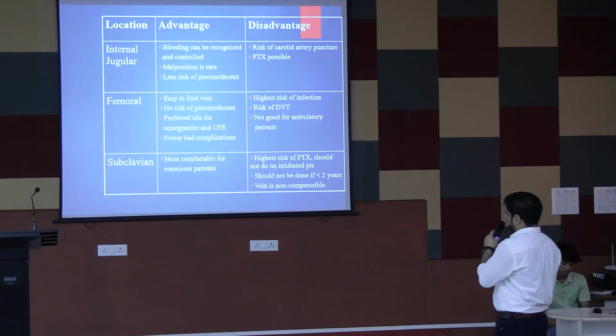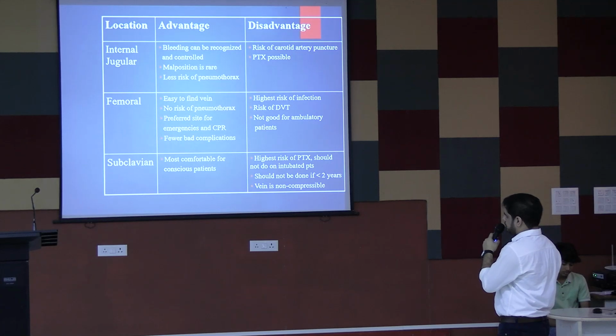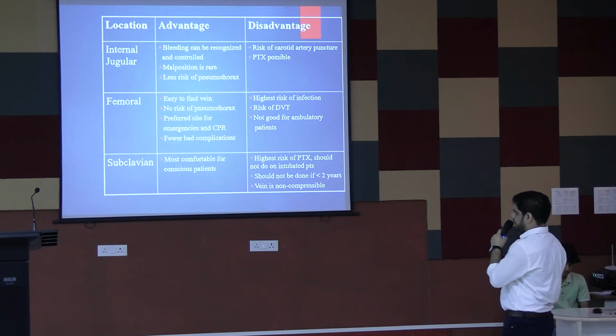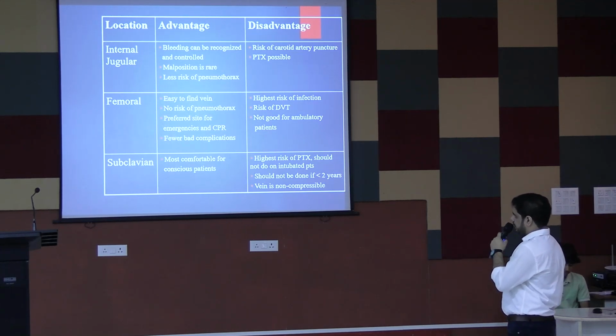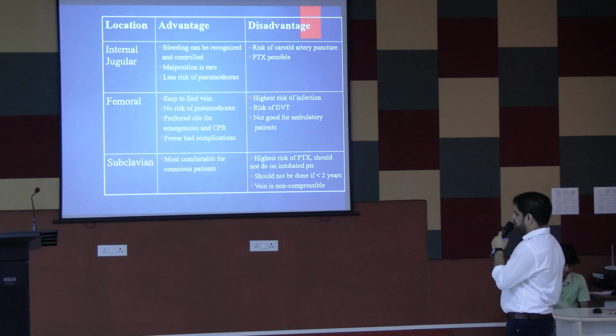Location, advantages and disadvantages. First, internal jugular vein. Bleeding can be recognized and controlled. Malposition is rare, with less risk of pneumothorax. Disadvantage: risk of carotid artery puncture and pneumothorax is possible. Femoral: easy to find vein, no risk of pneumothorax, preferred site for emergency and CPR, fewer bad complications. Disadvantage: highest risk of infection, risk of DVT, not good for ambulatory patients.